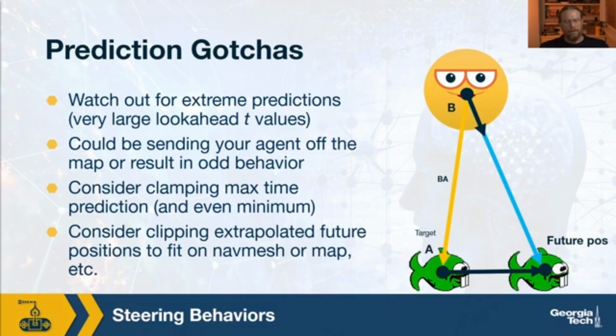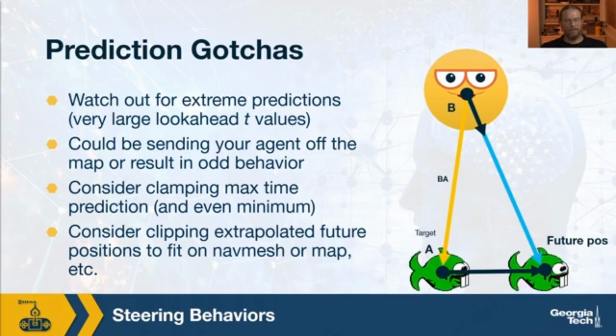You could also consider looking at where the target could end up relative to what's known about the environment. This works especially well with nav meshes. So if you know where the target is on the nav mesh, you know its current velocity, well, you can cast a ray along that current velocity based on velocity times our look ahead t-value. That's going to define the length of the ray that we're going to cast.